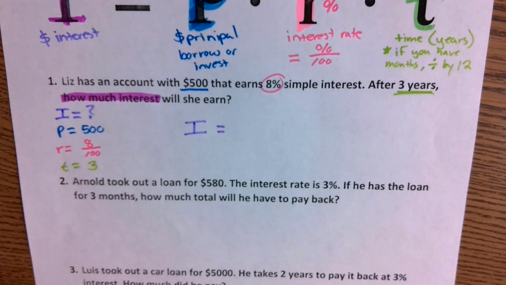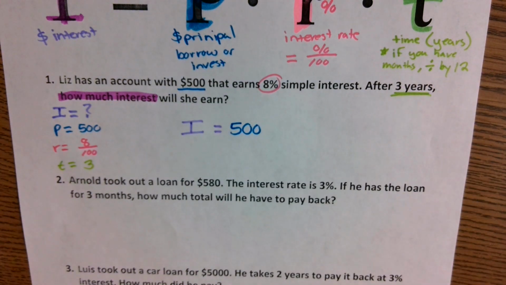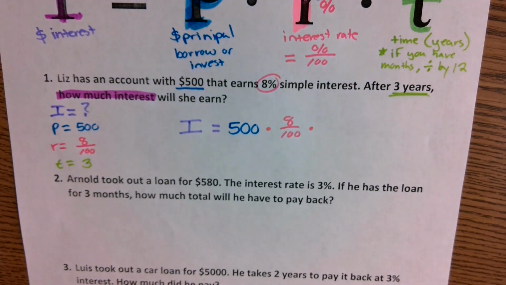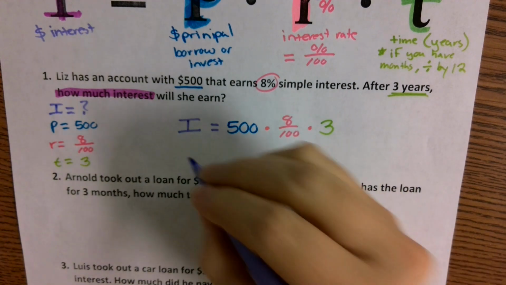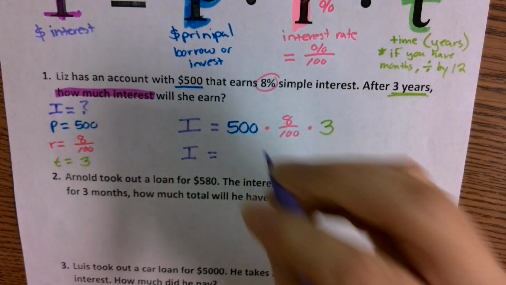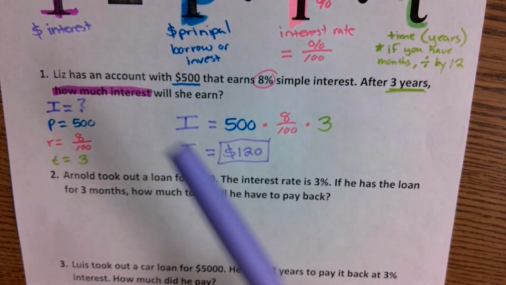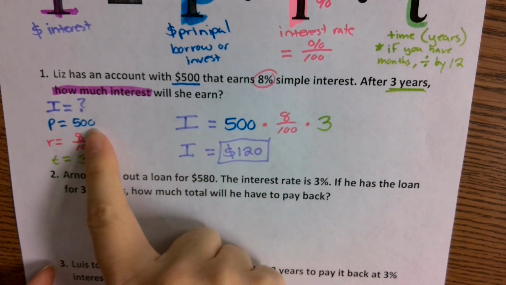I equals principal, which is 500, times the rate, which is 8 over 100, times the time, which is 3. So I'm just going to multiply all of that together. I'm going to get $120 is my interest. Again, it's only asking me for the interest in this question. If the question were to ask how much total would I have in my account, I would take that interest and combine it with the 500.